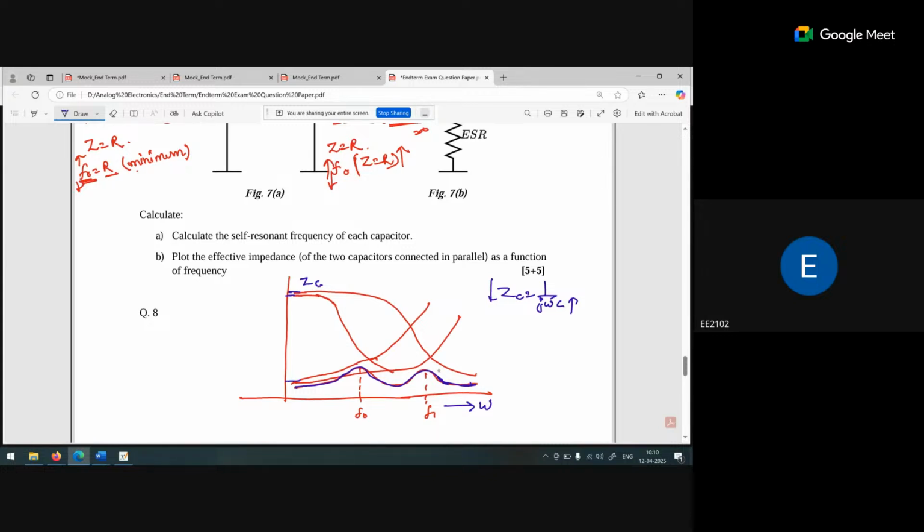Now this is the Z out graph. What is the Z out? Z out is R plus j times ZL minus ZC. And if I calculate the magnitude of this, Z out magnitude is the square root of R square plus ZL minus ZC whole square.